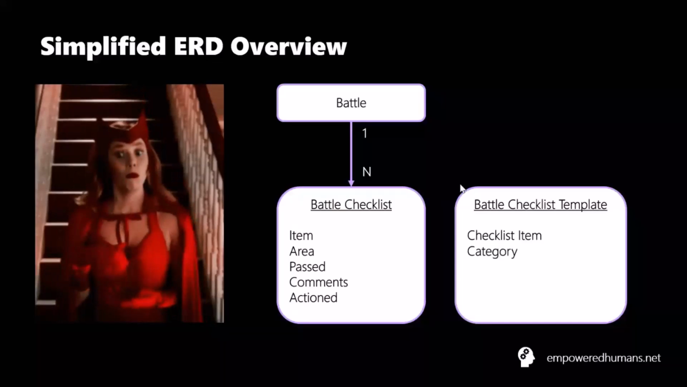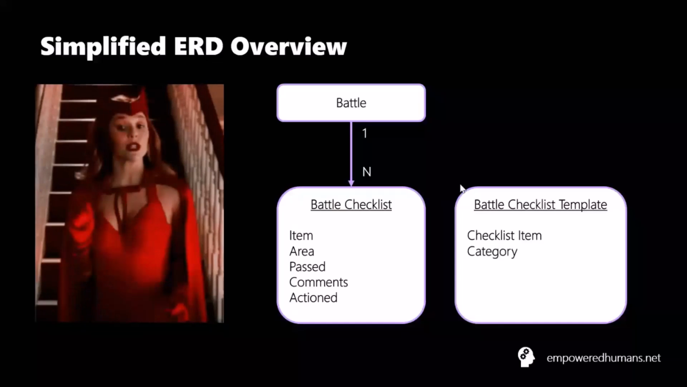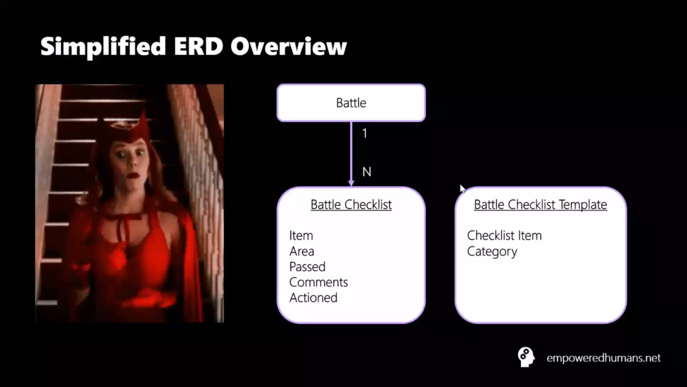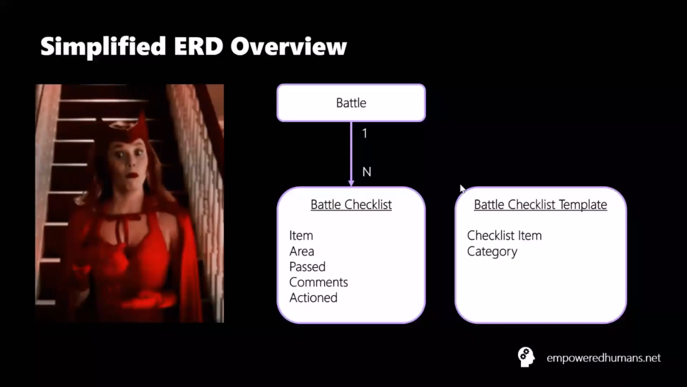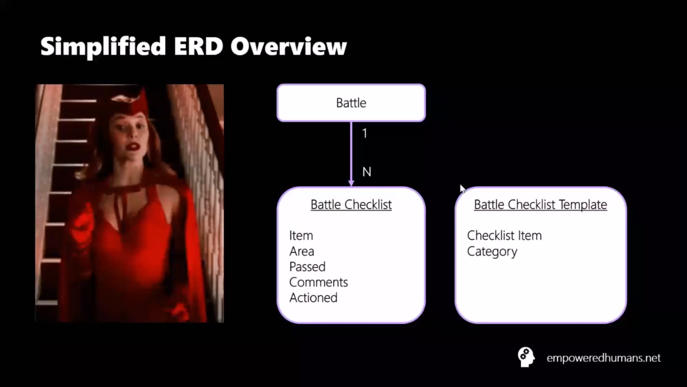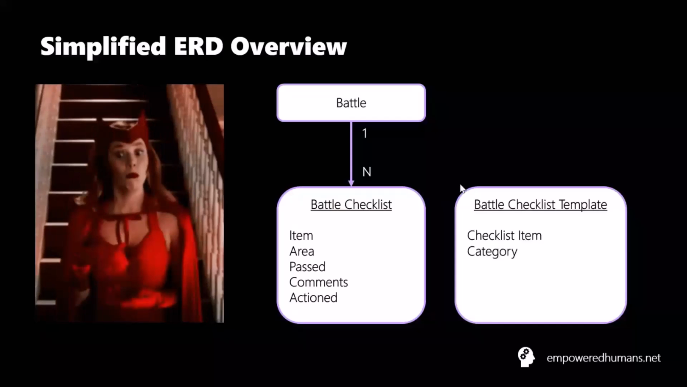One is called Battle. That is reusing the out-of-the-box opportunity table. And then two custom tables, one called Battle Checklist that has a one-to-many relationship between that and the original Battle one. And that has our actual checklist columns, whilst we're also going to use another table called Battle Checklist Template, and this is where the trick starts.